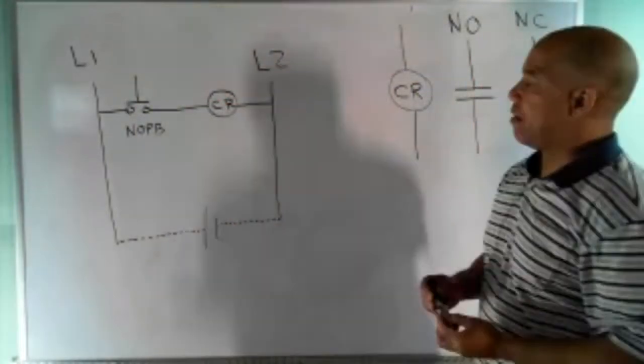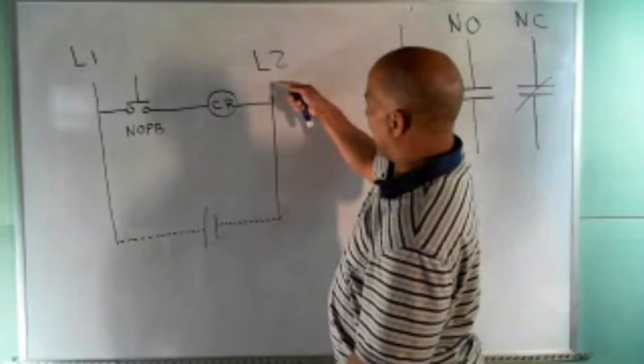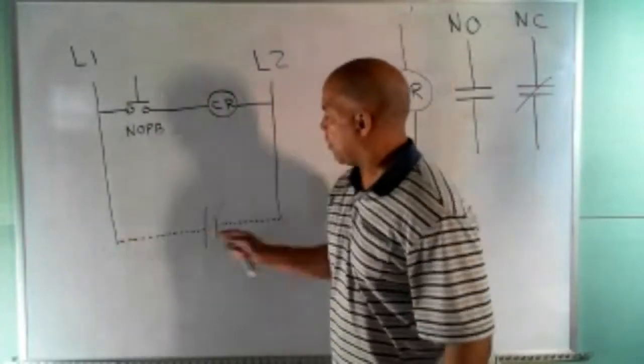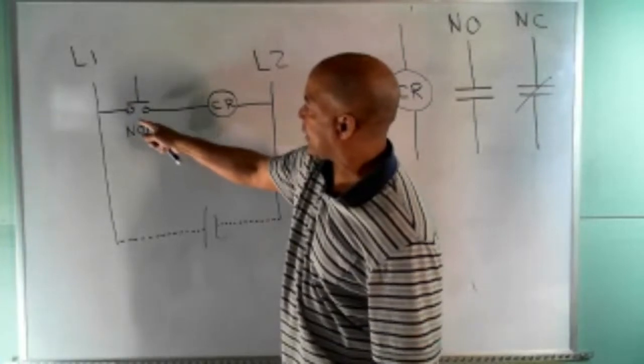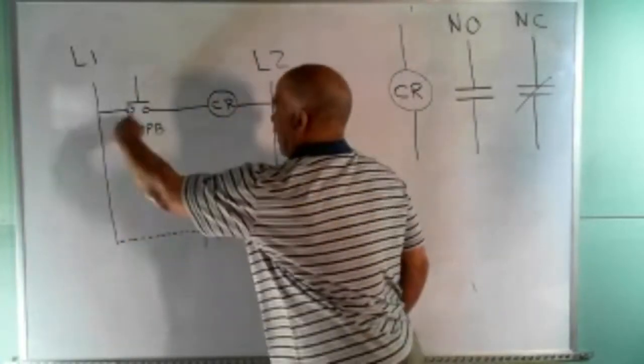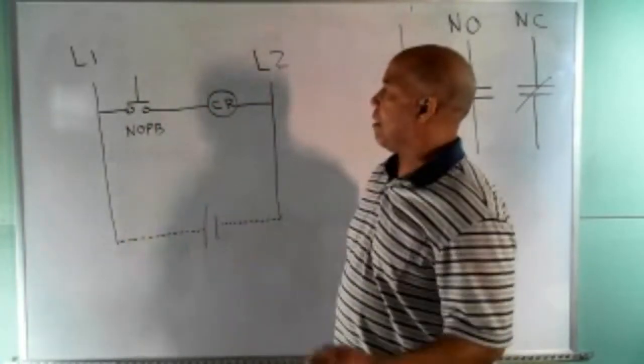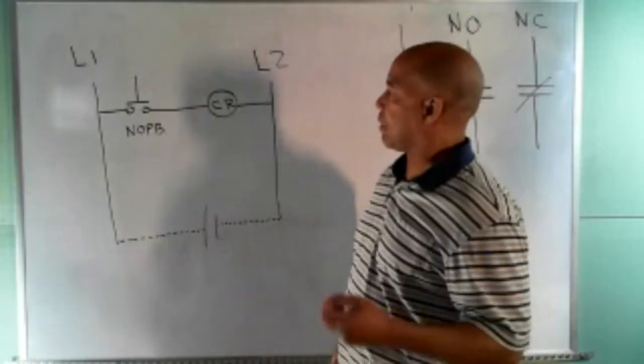And so right now, if you think about it, if I have L2 and L1 here and power between them, if I push this button down and close the contact, now current can flow through this circuit right here. Now, I want you to imagine current flowing from left to right.